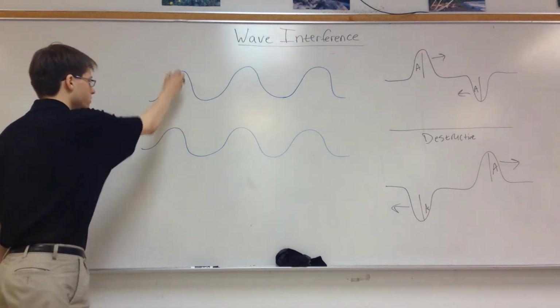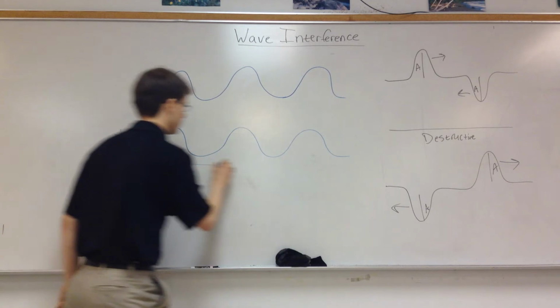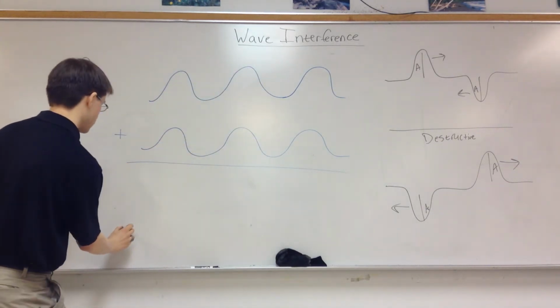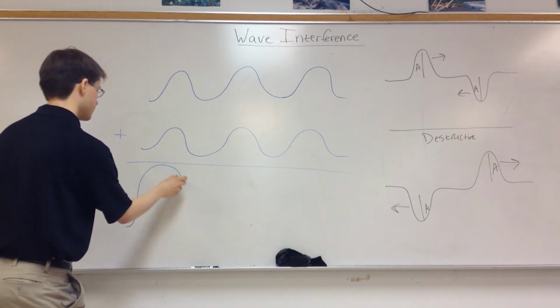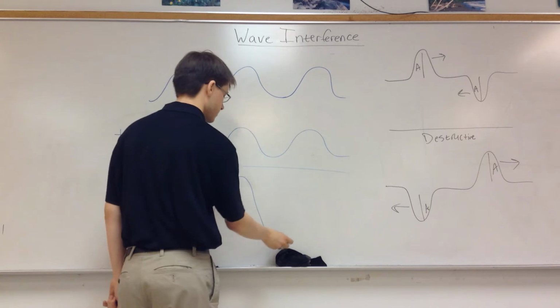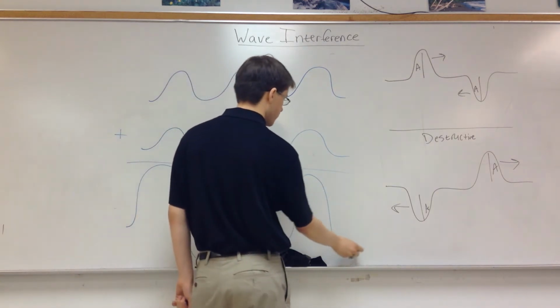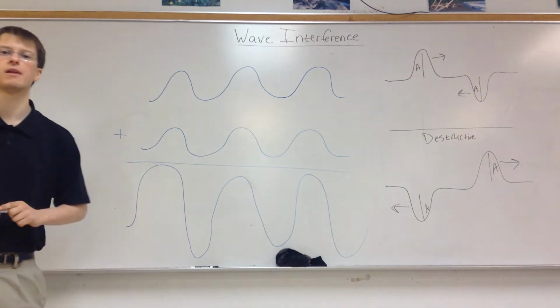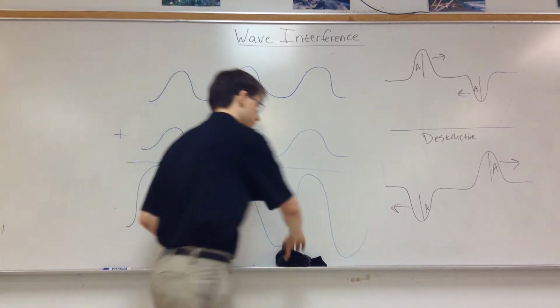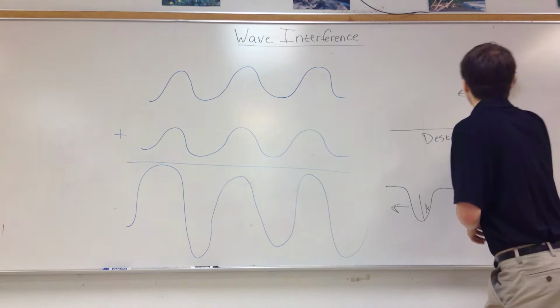But here, all the crests add, so if we add these two together, all the troughs add, and you get something that has a larger amplitude, but you still get the same period, you get the same frequency, you get the same velocity, everything's the same, the only thing that changes is the amplitude. That's what happens when waves interfere.